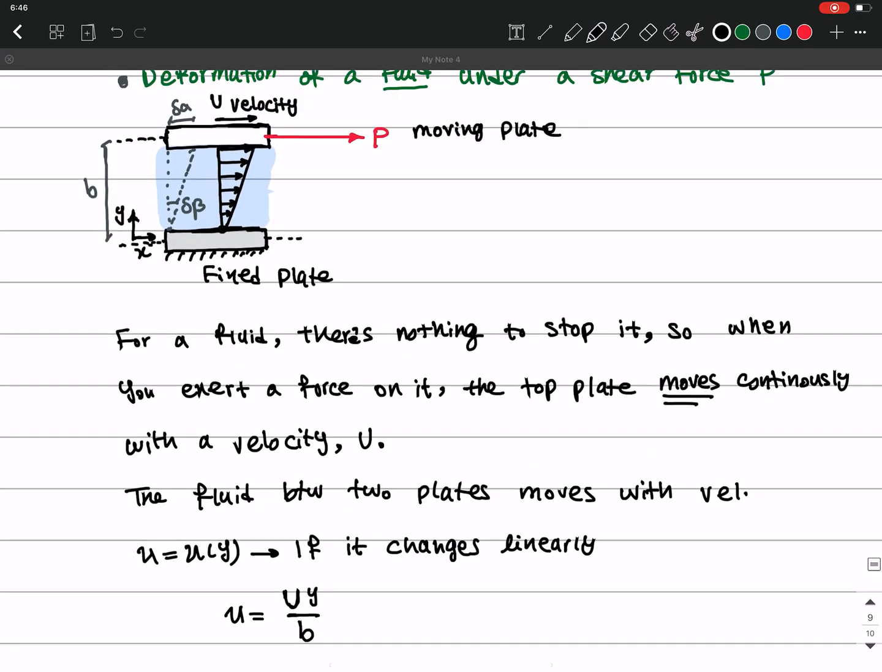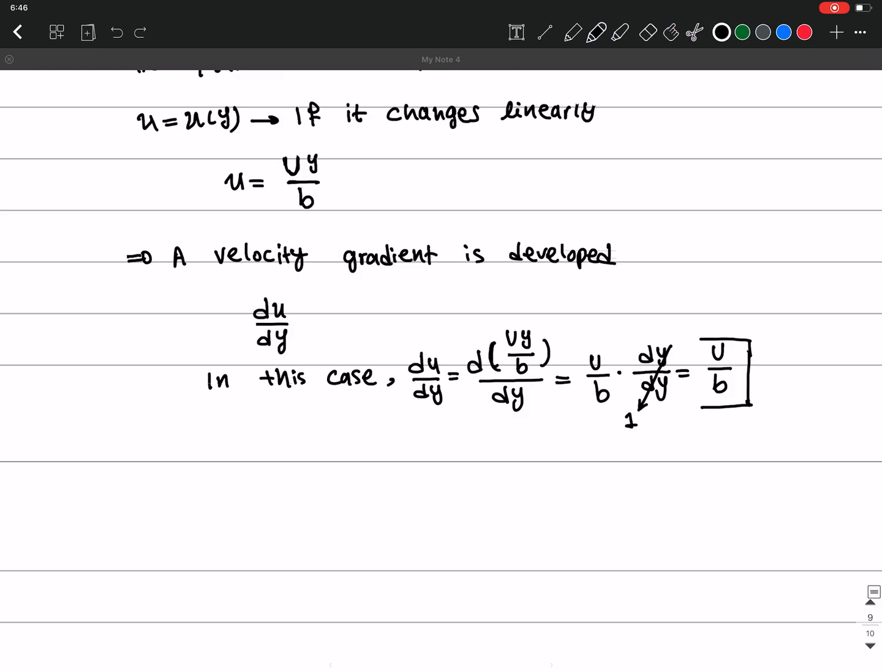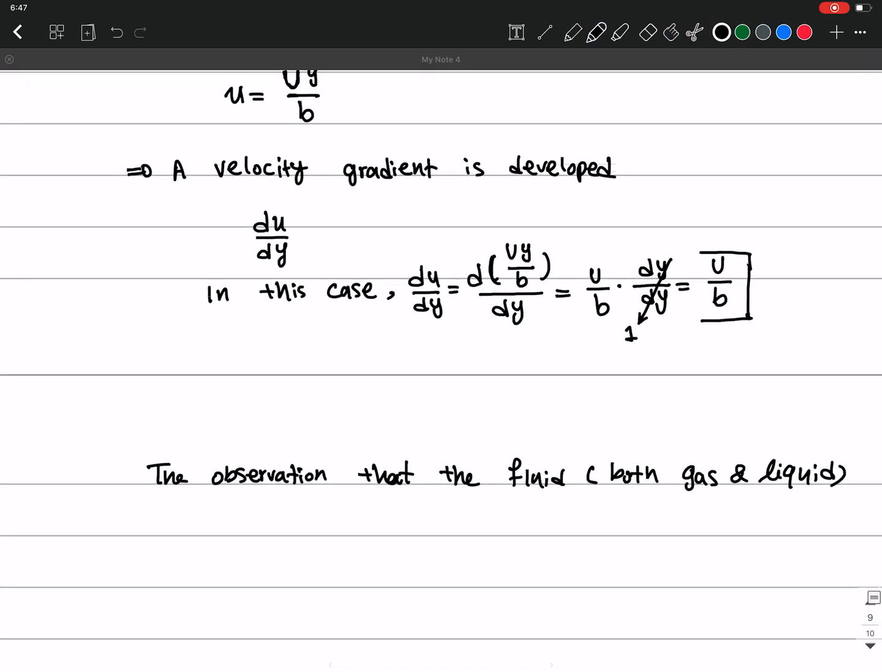I just want to note about this observation where the velocity at this point is 0, because it's on the fixed plate. We call this a special term, which is called the no slip condition. If you hear that, it refers to the observation that the fluid, both gas and liquid, doesn't matter, sticks to the solid boundary here.